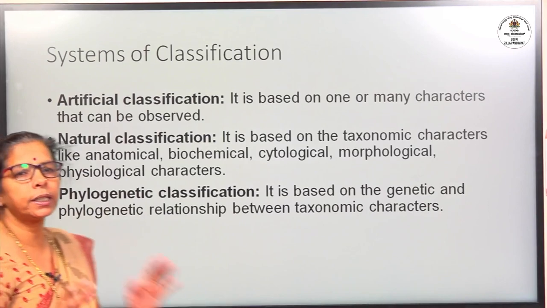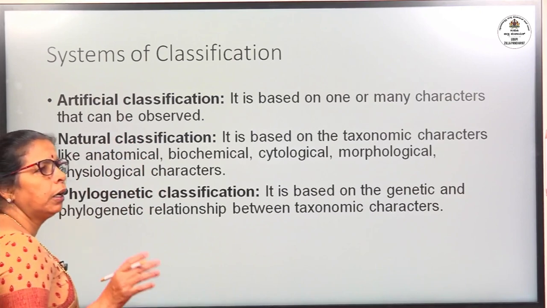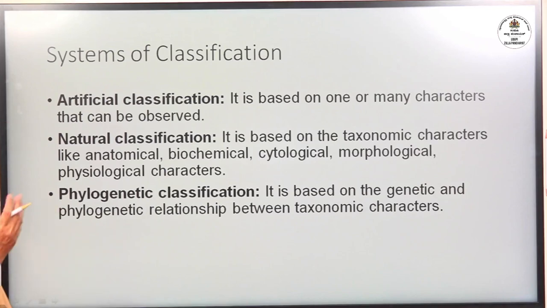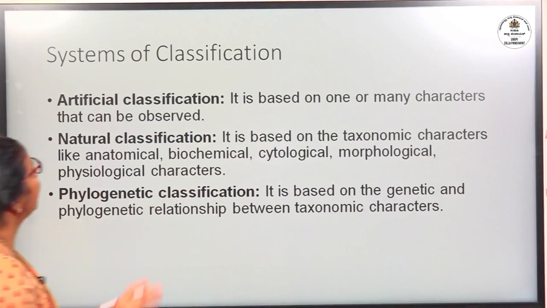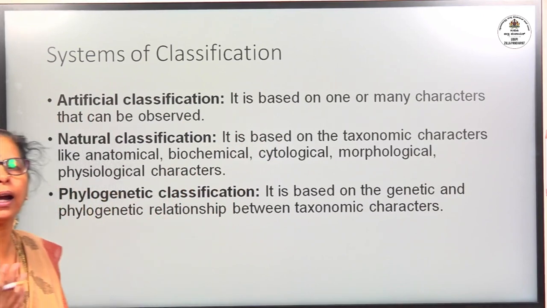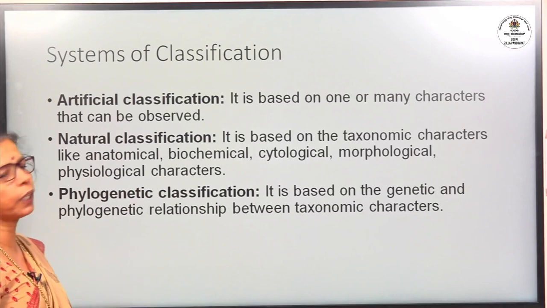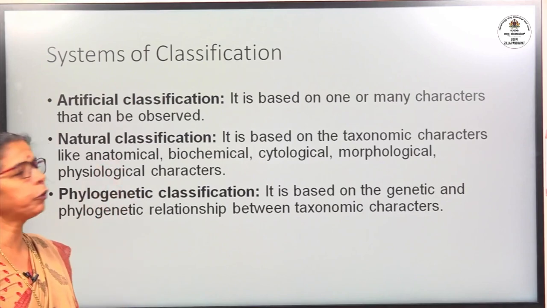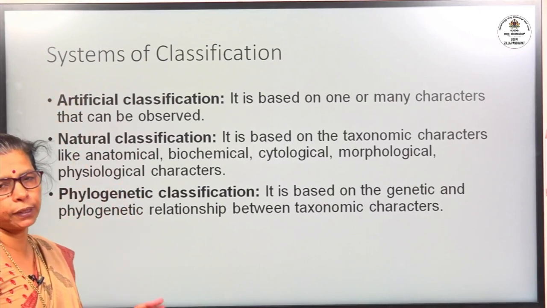And there are different systems of classification, that is biological classification. In the earlier classificatory systems, Carolus Linnaeus or Aristotle's system, they were all considering only a few characteristics. So that is considered artificial classification, and it is based on one or a few characters that can be observed. So whatever is visible, considering only that, is the artificial system of classification. Examples for this are Linnaeus's system and Aristotle's classification.